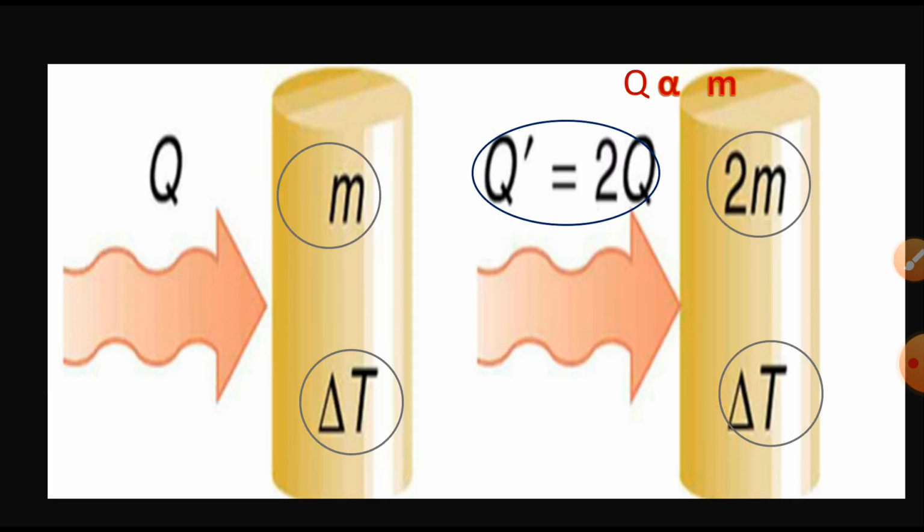In the second case, you can see the first object of mass m and the second object of mass 2m, that is double, and the temperature difference is the same for both objects. But the quantity of heat absorbed by the second object is double when compared to the first object, because the mass of the second object is more, so the quantity of heat absorbed is more. So Q is proportional to m. Because mass is increased, the quantity of heat absorbed is also increased. So Q is proportional to m.